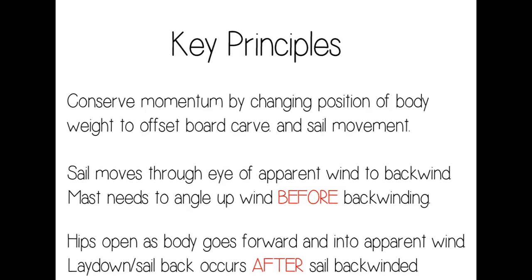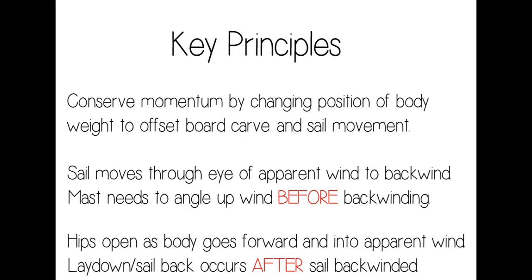By maintaining your body's momentum, you can maintain as much of the apparent wind strength and direction as possible. This is done by allowing the board to carve upwind while the body moves from one rail of the board towards the other. This transfer is conserving the center of mass of the sail, board, and body system. The second principle is to get the sail through neutral before backwinding by angling the mast upwind somewhat. Do not angle the mast downwind and attempt to backwind. It will not backwind. It will only act as an air brake and cancel any upwind motion.